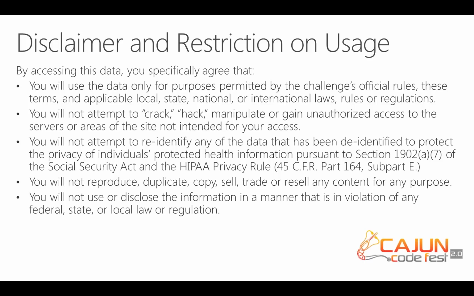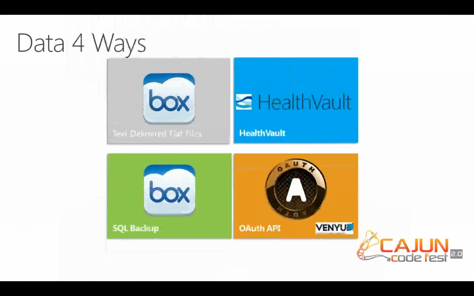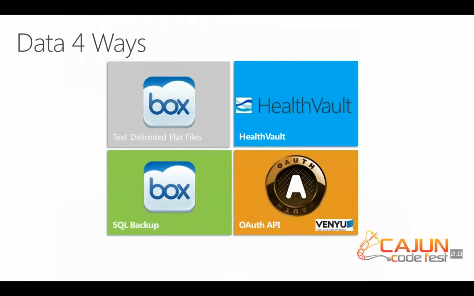Next slide, please. So you'll have data in 4 ways. The first two will be available through a Box account. It's going to be a text-delimited flat file or a SQL backup that you can restore locally on your machine. As Cian had mentioned, for those that want to start building on a platform, HealthVault will make their API available for you to develop robust applications. And then Reza will speak to you about the OAuth API that you can incorporate into a pull mechanism.